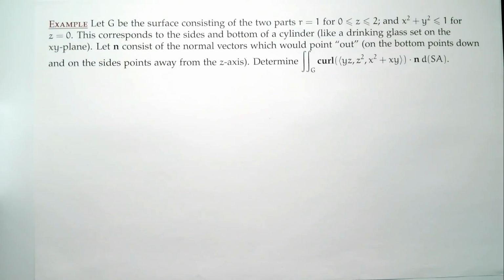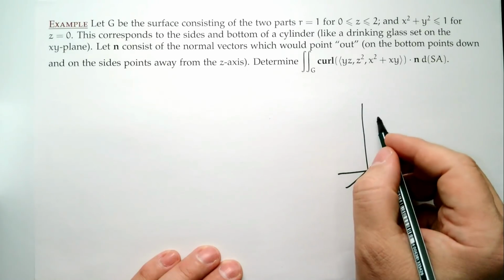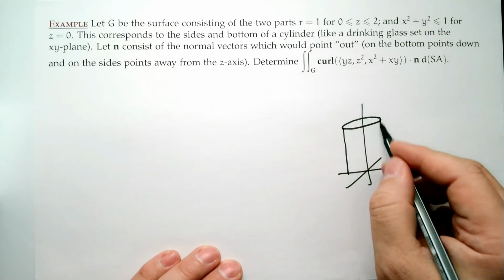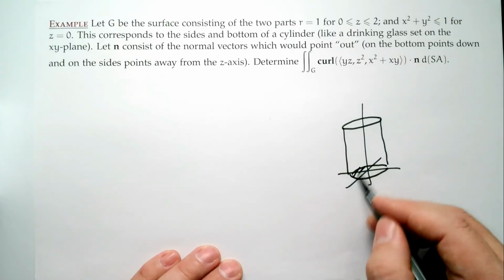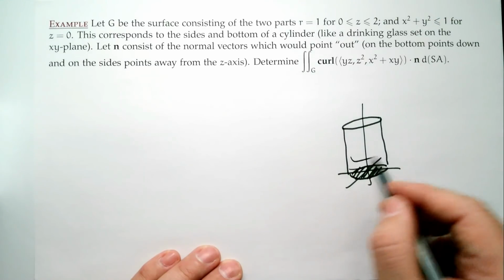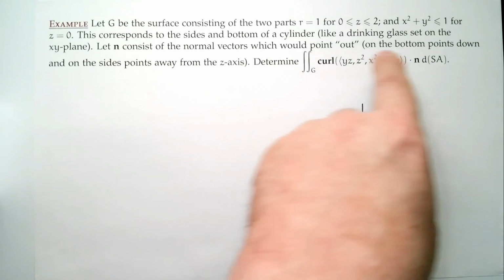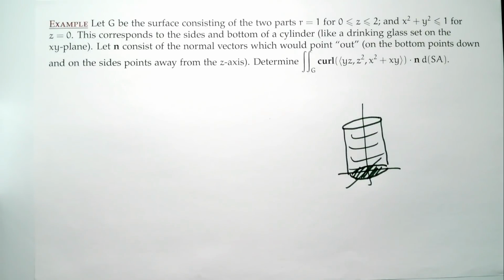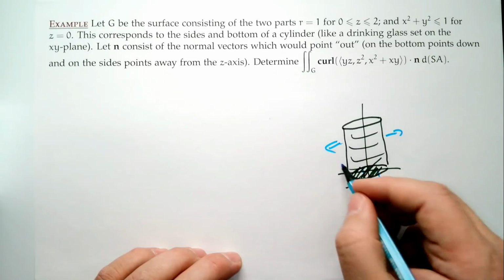Let G be the surface consisting of the two parts. So one part is r equals 1 for 0 less than or equal to z less than or equal to 2. So it's a cylinder. And then x squared plus y squared less than or equal to 1 for z equals 0. So you have the bottom here, and then you have the sides. So that's our surface. There's no top. It's like a drinking glass set on the xy plane. Now let n consist of the normal vectors which would point out. So in other words, n is doing this. Downstairs it's pointing down. Okay.